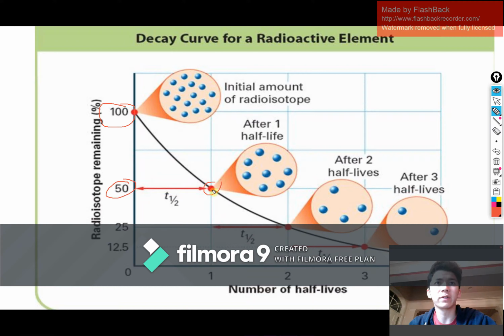That's the length of our half-life, and it is denoted by T1/2. Now, if we start at 50% and go to 25%, so we divide by half again, it's going to take the same amount of time, and that's what a half-life is. Even if you divide again to 12.5%, it's going to be the same length, because it's the same amount of time.